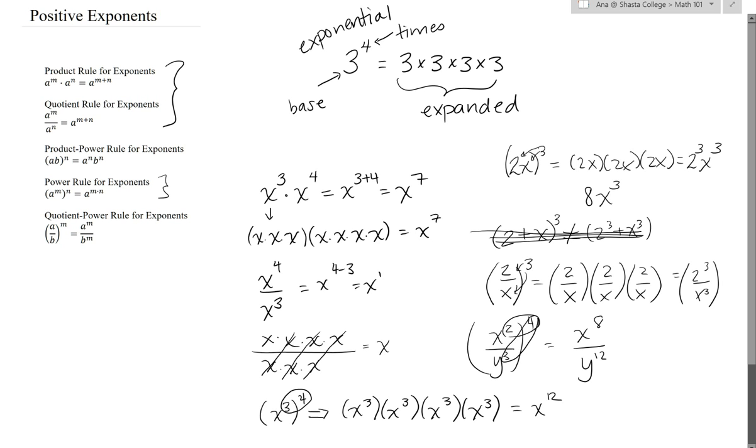Those are the rules we use for positive exponents. It can be a little bit trickier if I give you a problem where there's multiple operations all in one, but that's the general idea of the rules that you will see.